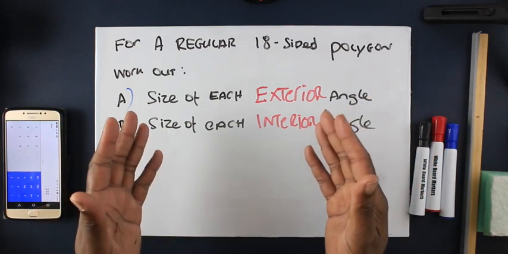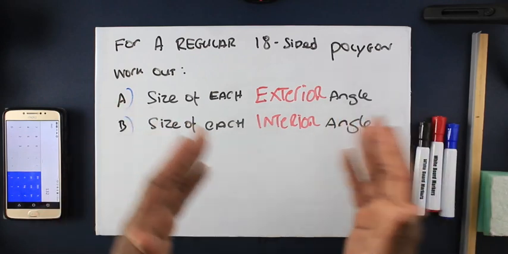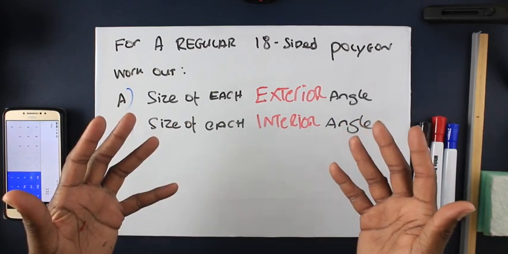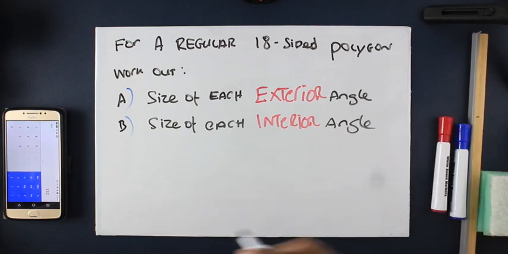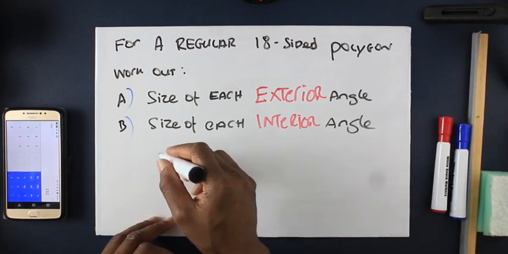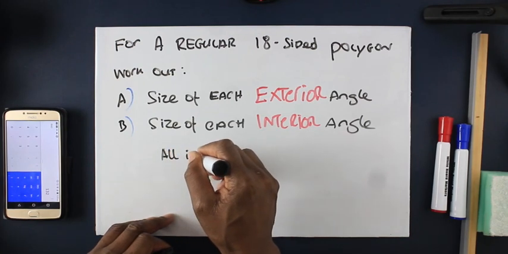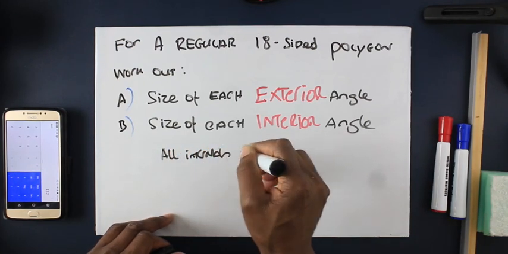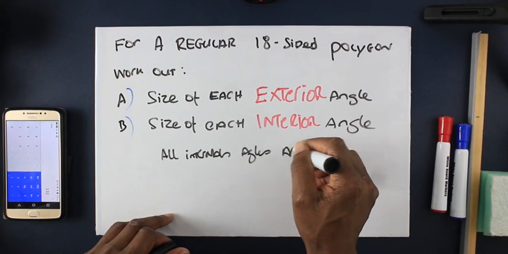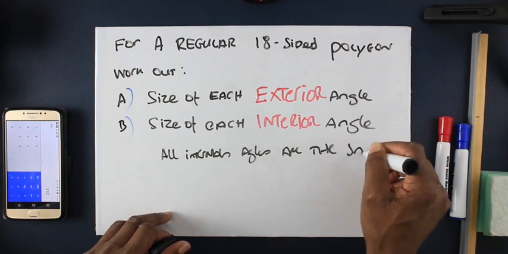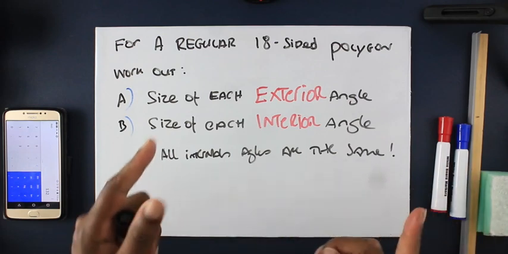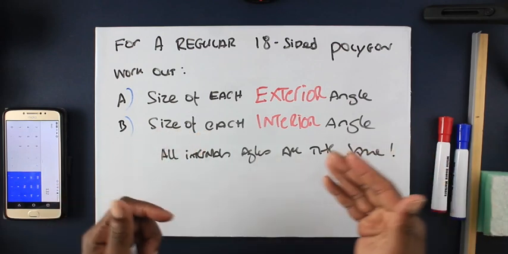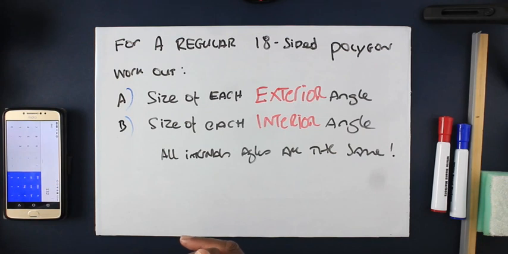So now we have an 18-sided regular polygon. Now what information do we have? Well, first of all, we know that with a regular polygon, all internal angles are the same, right? Because all lengths are the same, then all internal angles are going to be the same.